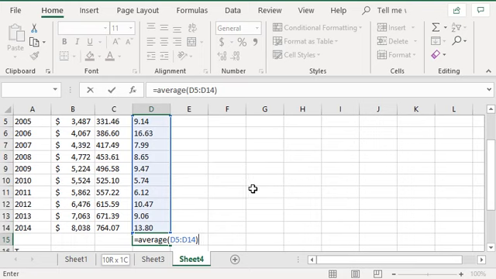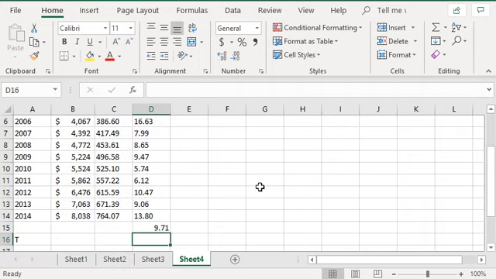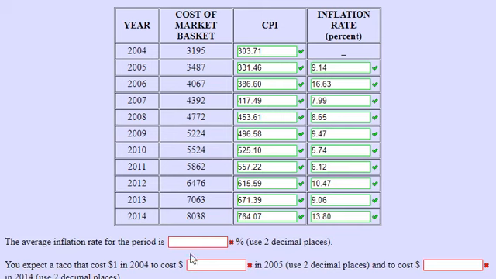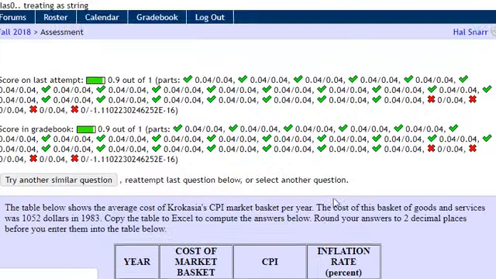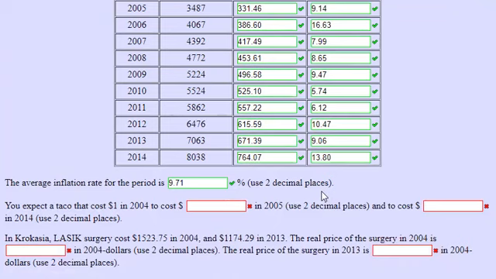And it's probably going to be, with a high of 16.63 and a low of 5.74, probably around 10. Let's see what happens. 9.71, that's pretty close. So the average inflation rate is 9.71%. We'll hit enter to see if we got it right. Nice.